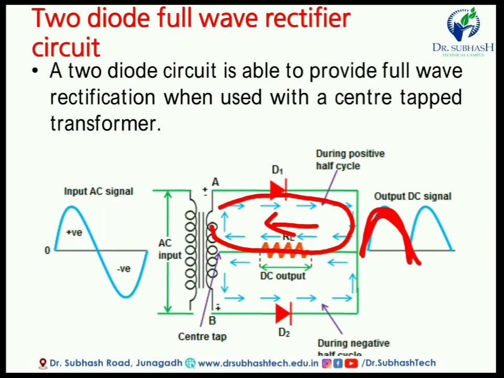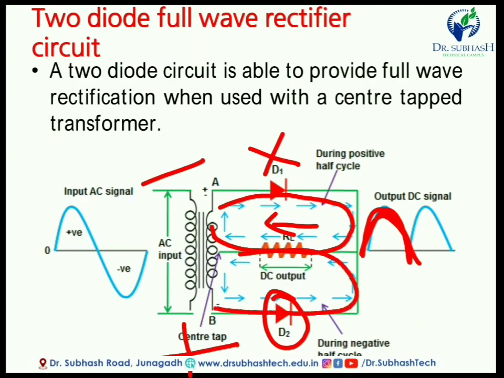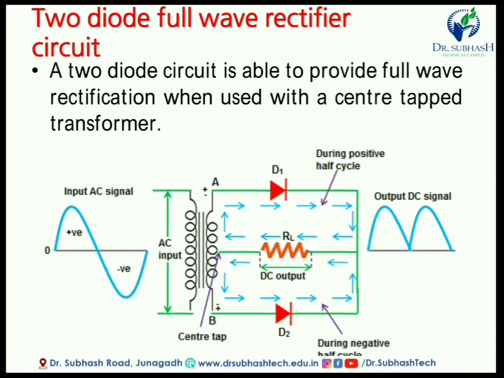Now in the negative half cycle what happens? This B becomes positive and A becomes negative. So diode D2 is in forward bias and diode D1 is in reverse bias, and current in the negative half cycle will flow like this. Also here the direction of current is the same. So the direction of current in both half cycles is in this direction.